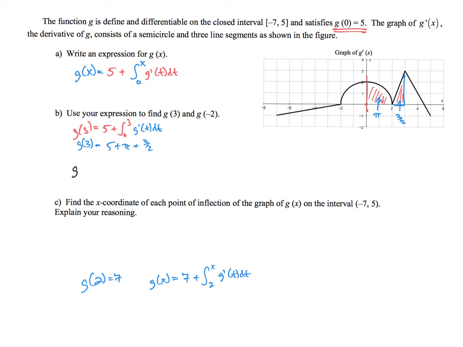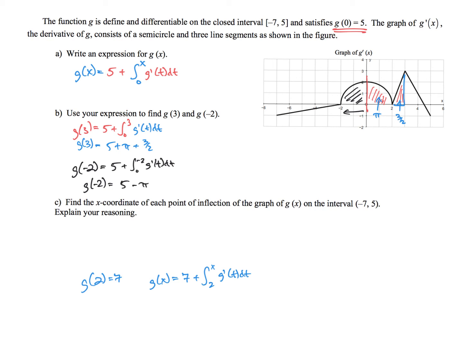Let's keep going. So I have g of negative 2. So this is 5 plus the integral from 0 to negative 2 of g prime now. So which way are we moving? We're moving backwards. So that area used to be pi. Now I think of it as what? Negative pi. So g of negative 2 is equal to 5 and then what? Minus pi. All right, because I'm going backwards.